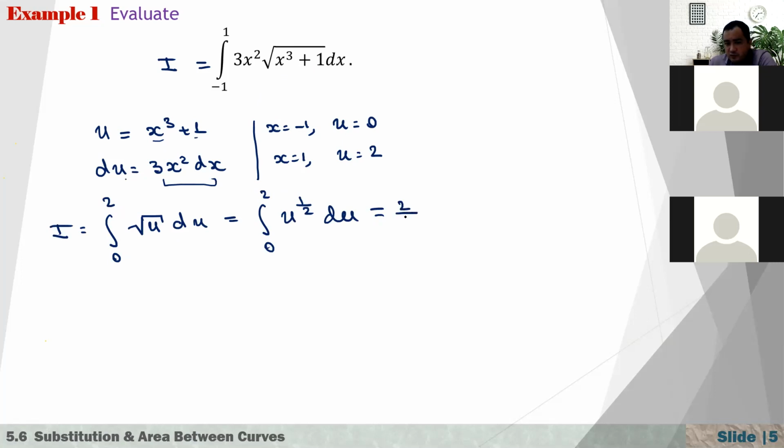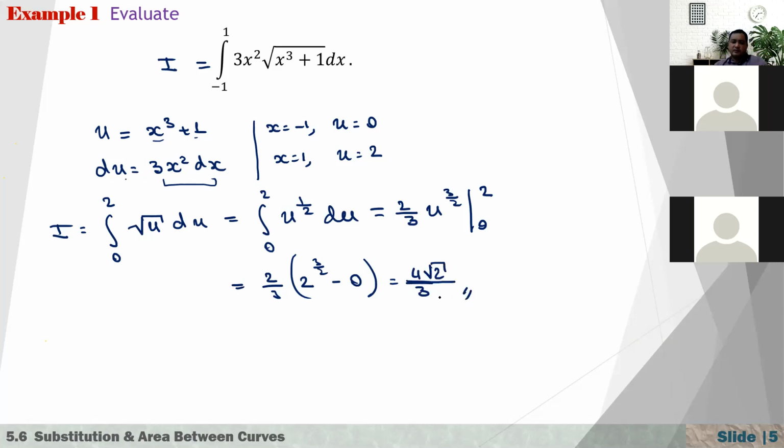So here we have 2 over 3 u to the power of 3 over 2, from 0 to 2, which is equal to 2 over 3. And here we have only this 2, so 2 to the 3 over 2 minus 0. That's equal to 4 over 3 square root of 2. That's the integral.